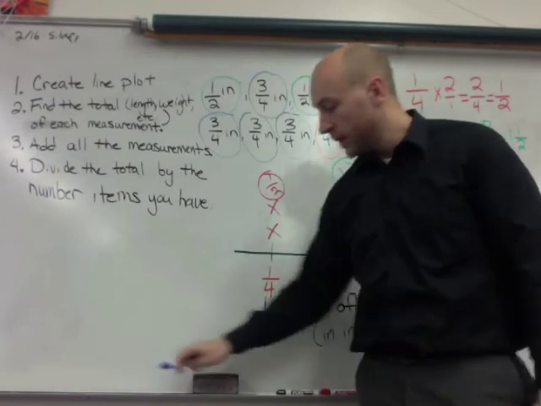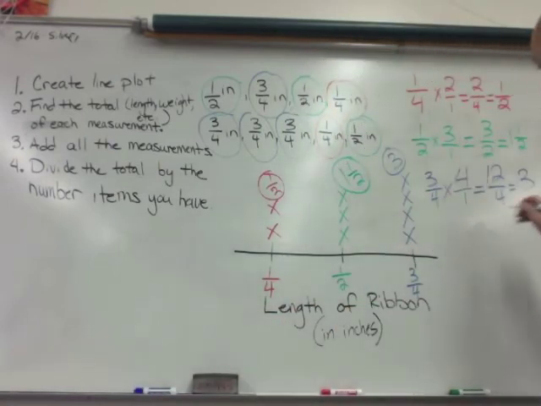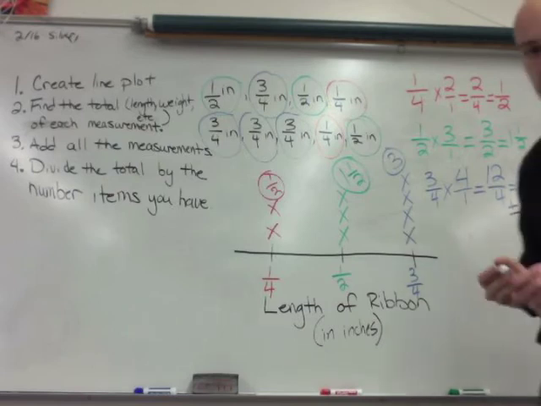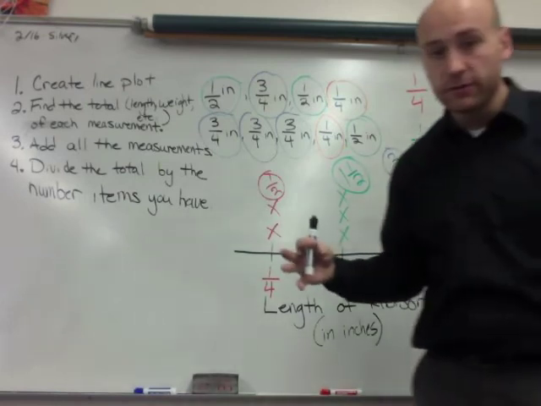Okay, so step number 3, we're going to add all the measurements. We need the total length to be able to find the average. So let's add all 3 that we have. So let's do it right over here. I'm just going to put this line right here and put add. So we have 1/2 plus 1 1/2 plus 3. So that will be 3, 4, and 5. So my total length of all the ribbon, hope you guys can see that, is 5.